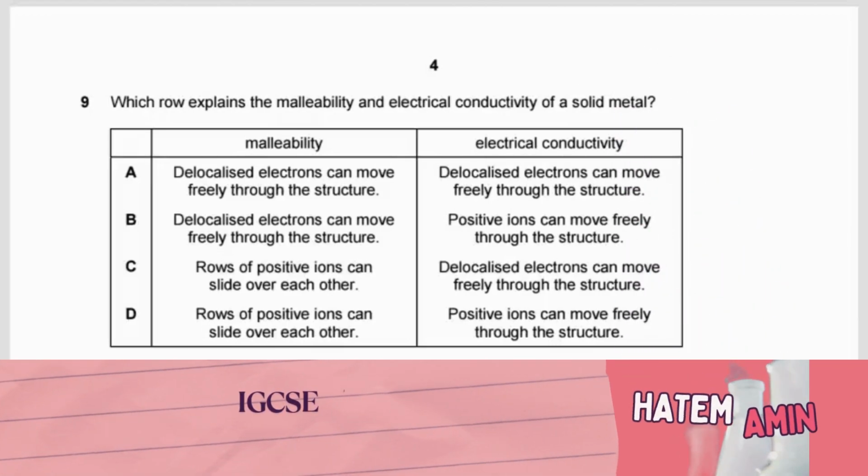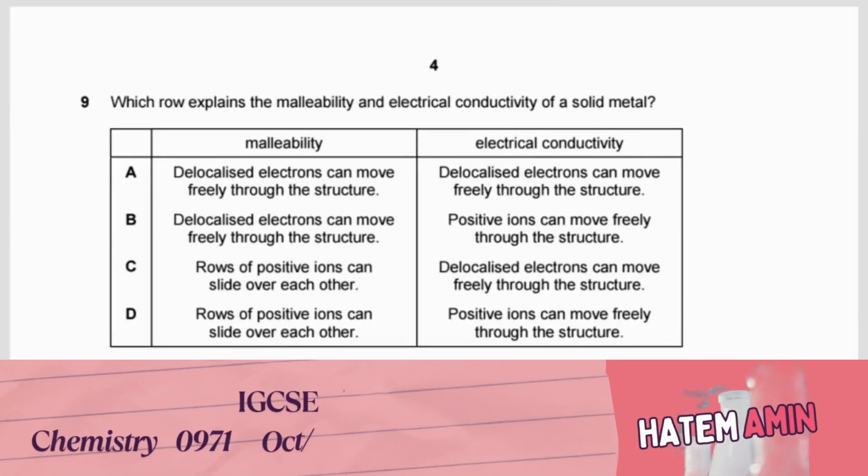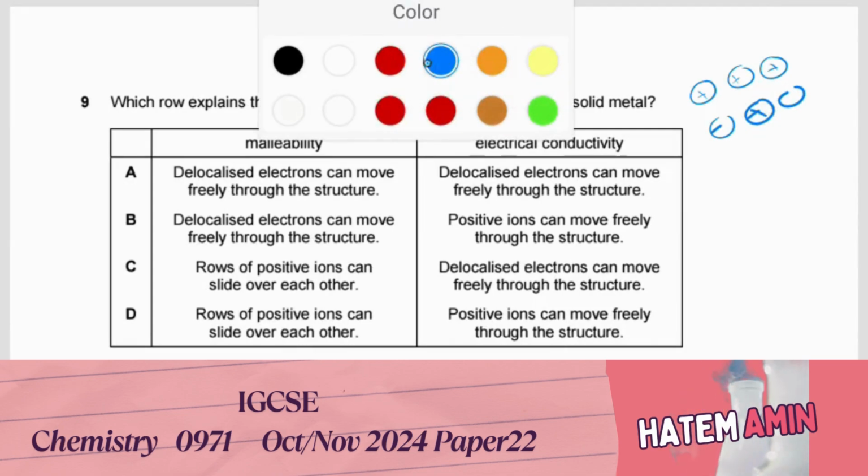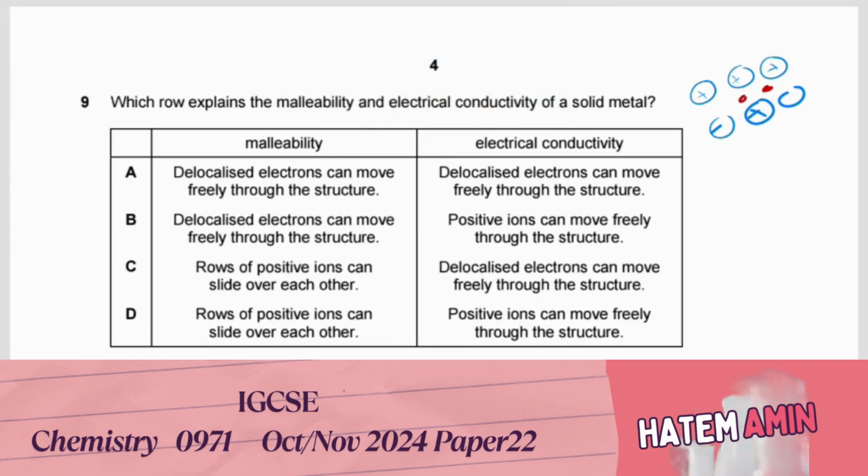The question is, which row explains the malleability and electrical conductivity of a solid metal? So we are talking about a metal, and to give us a solid, it must have something called a metallic bond. A metallic bond is the electrostatic attraction force between the positive ions of this metal and the free mobile electrons orbiting or swimming around them. So we have a cloud or sea of electrons moving between the positive charges.